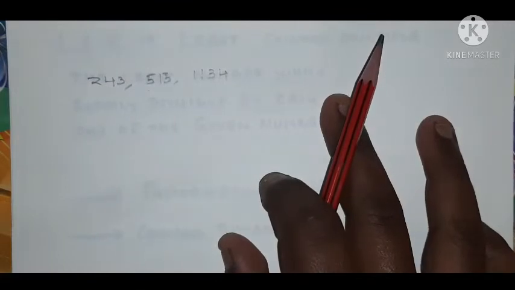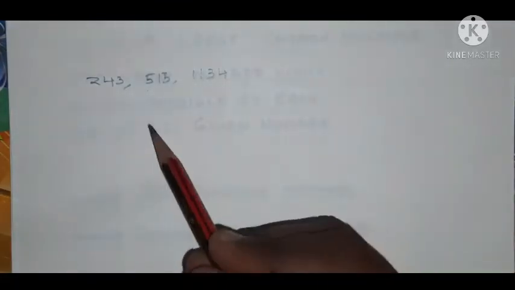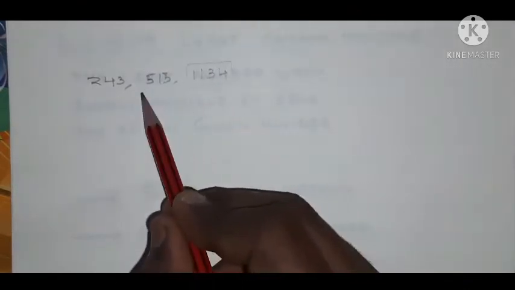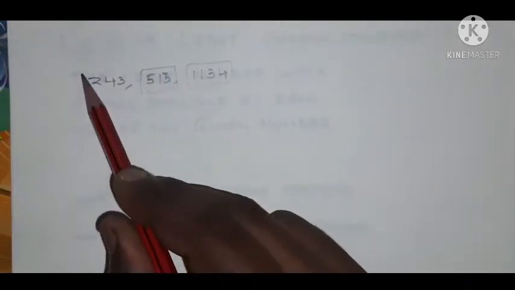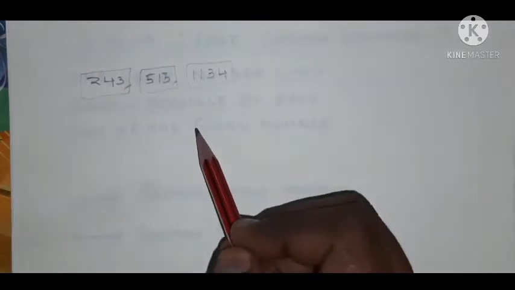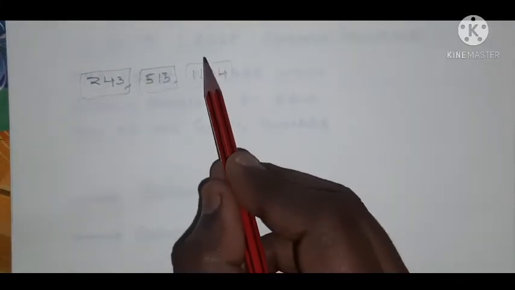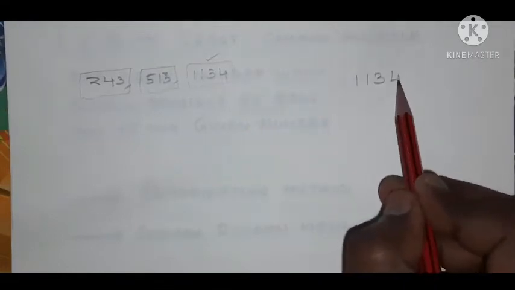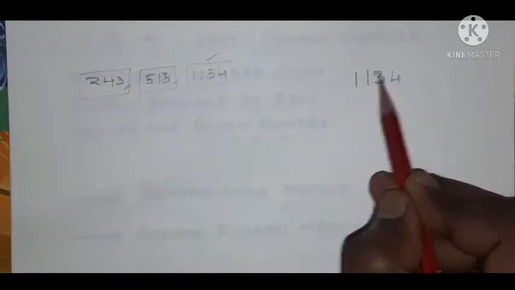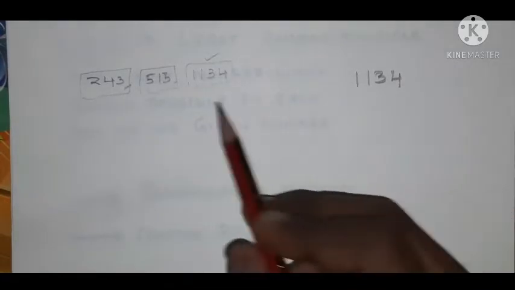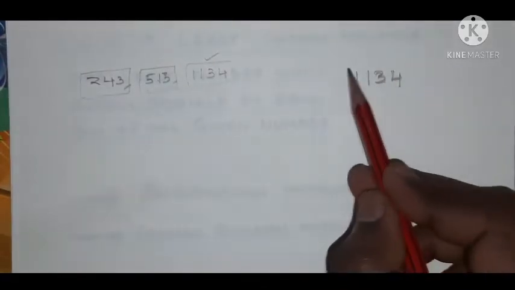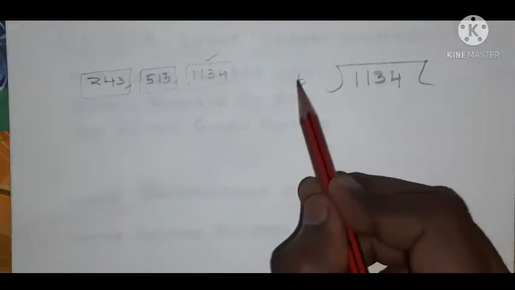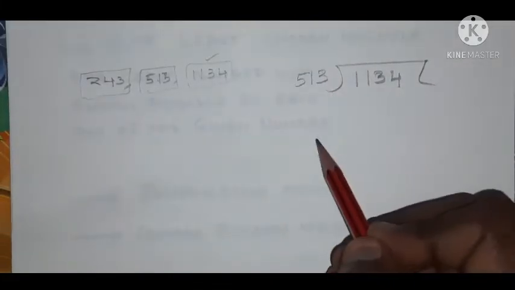Divide the larger number by the smaller one. Just identify which one is smaller. This is the larger number, this is the smaller number, and this is the smallest number among all these 3, right? So we identified the larger number as 1134. Now the smaller number is 513. So we need to divide this number by the smaller one, 513. This is the first step.